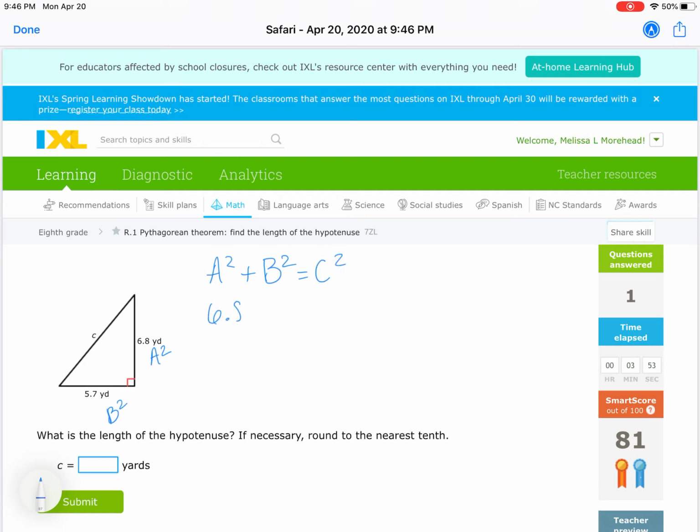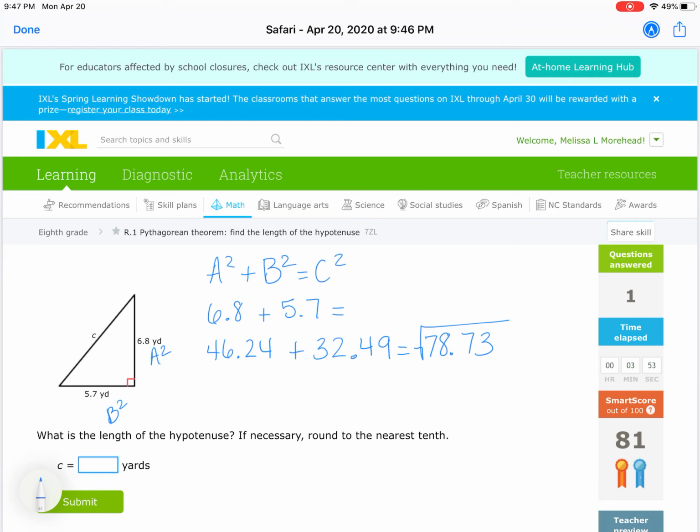So we can do 6.8 plus 5.7 will give us that C. So 6.8 squared is going to be 46.24 plus your 5.7 squared is 32.49. Add those numbers together. That gives you 78.73, and then you're going to take the square root of that number.